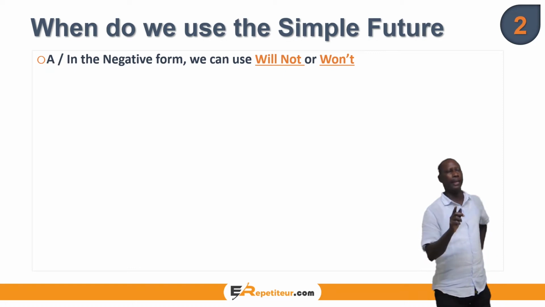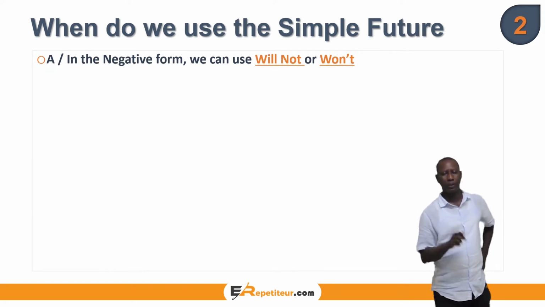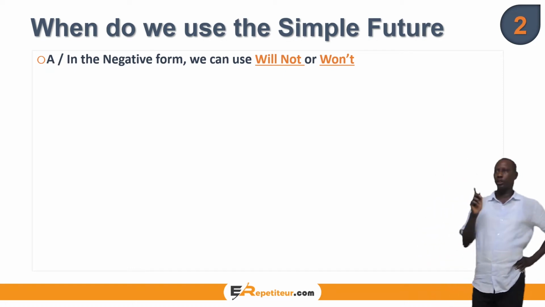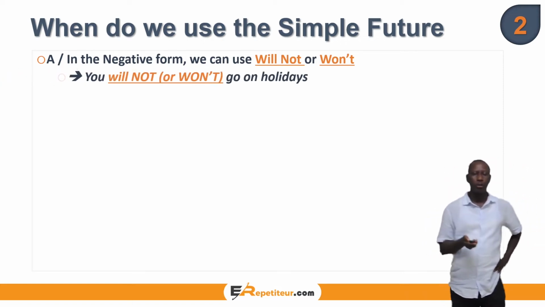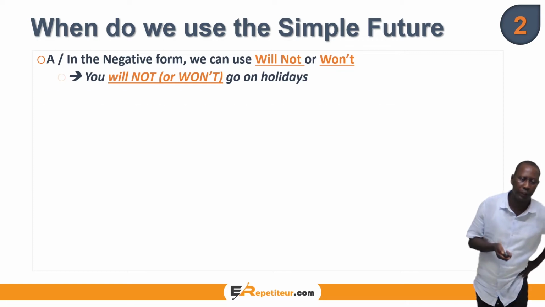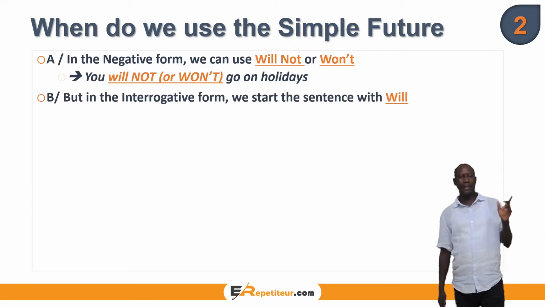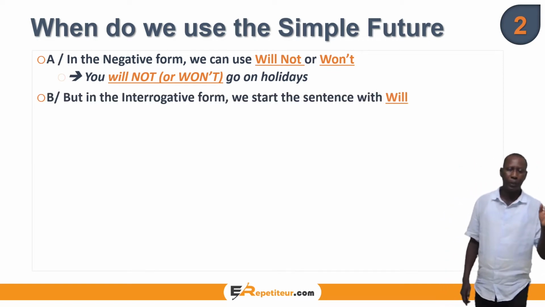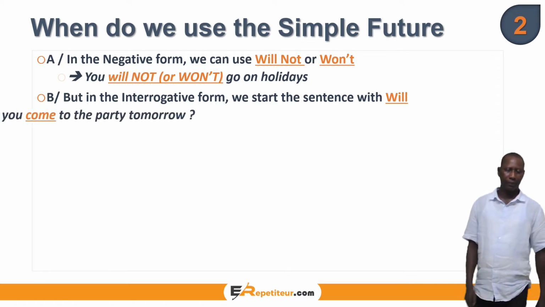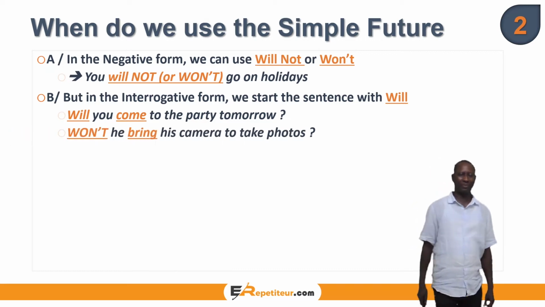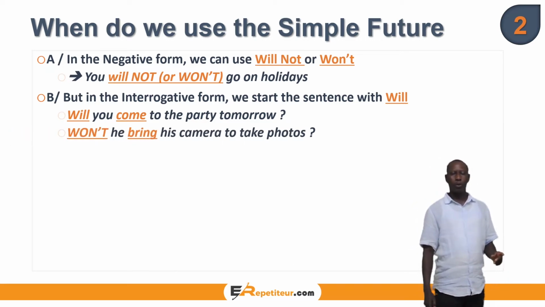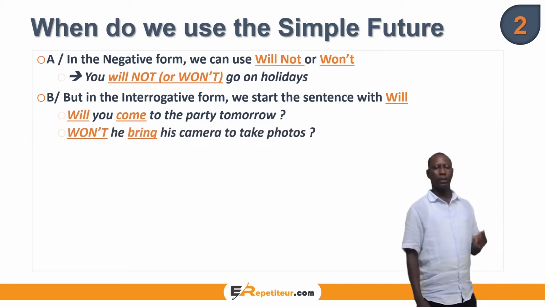Now, let's talk about the negative form of the simple future. We can use will not, or won't. Example, you will not or you won't go on holidays. But in the interrogative form, we start the sentence with will. Example, will you come to the party tomorrow? Or another example, won't he bring his camera to take photos?